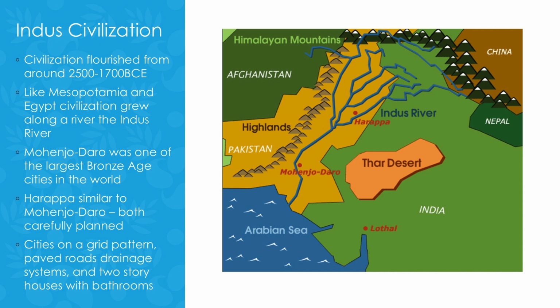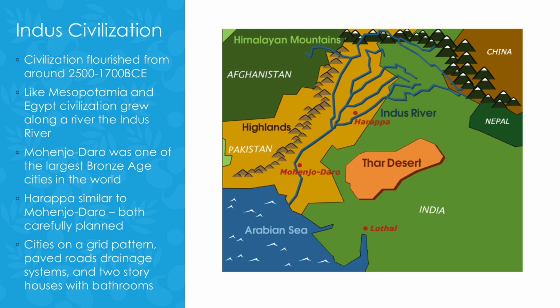One of the earliest civilizations in India was located around the Indus River. The civilization flourished from around 2500 to 1700 BCE. Much like Mesopotamia and Egypt, the civilization grew along a river, the Indus River. The river provided transportation, it provided water for crops, and it was an important resource for early Indian civilization.